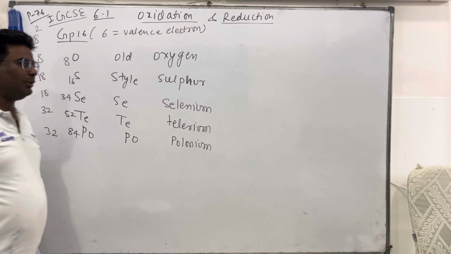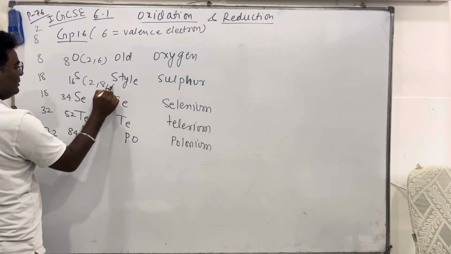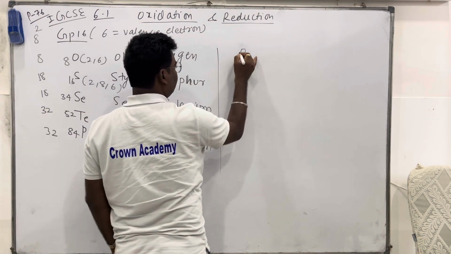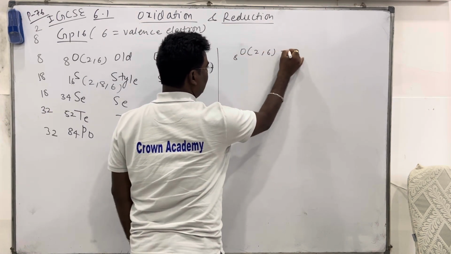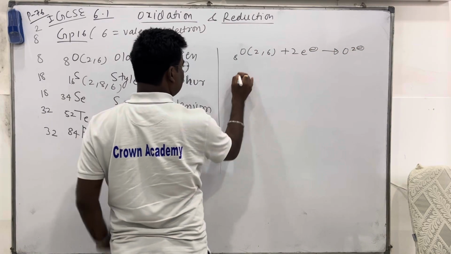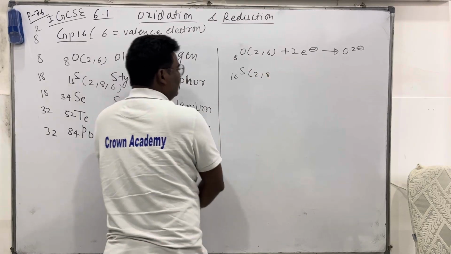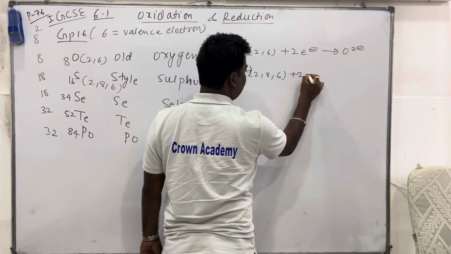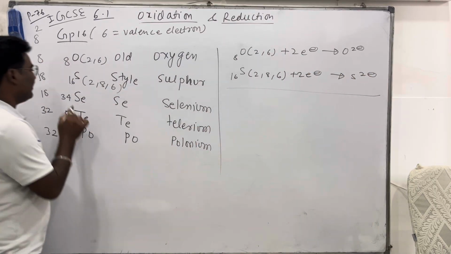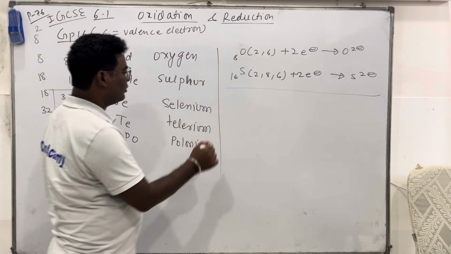So it will gain the 2 electrons. So electronic distribution is 2, 6. It is 2, 8, 6. Understood? It will gain the 2 electrons and form O2-. In the similar manner, sulfur 16, 2, 8, 6. So it will gain again 2 electrons and form S2-. So you have to remember up to sulfur. This is in 12th standard. Next comes group 17.